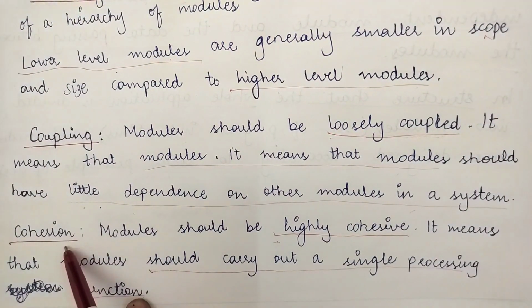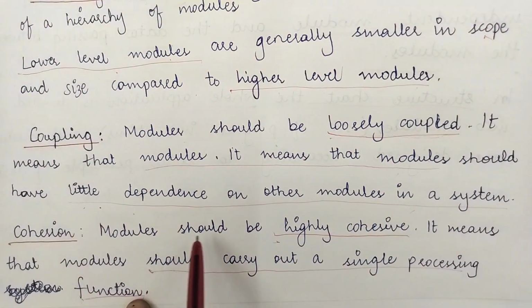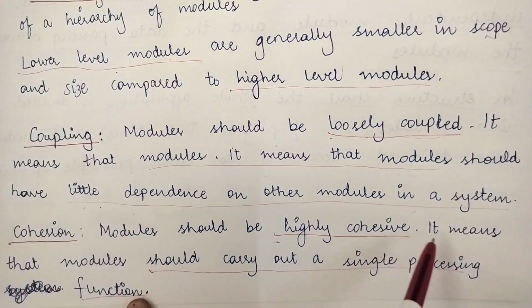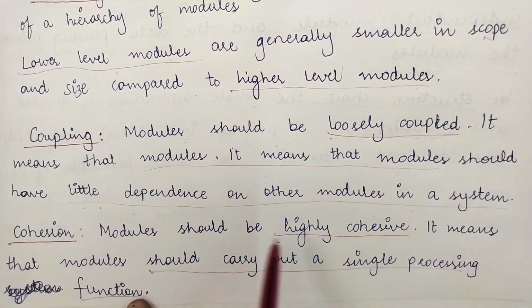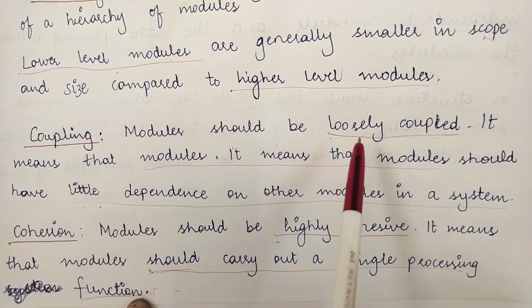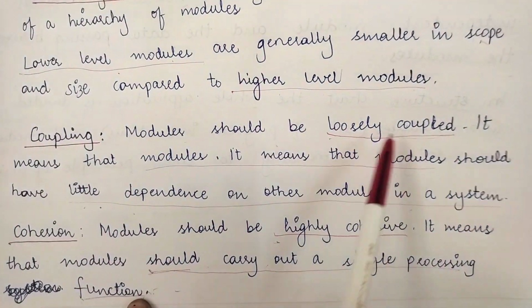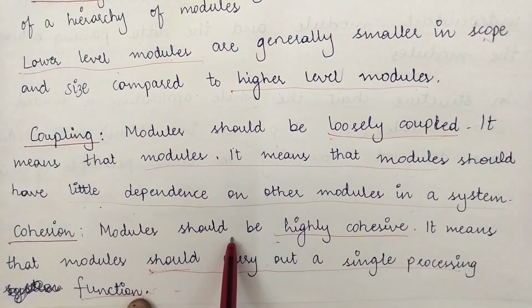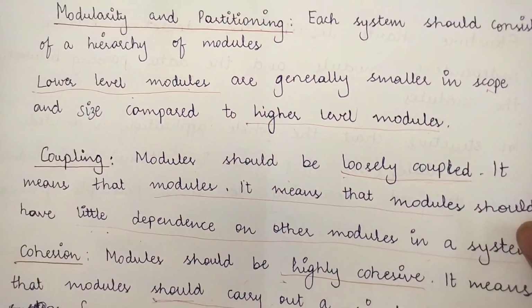The third principle of module design is cohesion. Cohesion says that modules should be highly cohesive. When I say highly cohesive, it means that modules should carry out a single processing function. Although the modules are independent of each other, they are still working towards achieving the same goal. They all should work towards a single processing function. So coupling should be loose, that means modules should be loosely coupled, but cohesion should be high, that means modules should be highly cohesive.